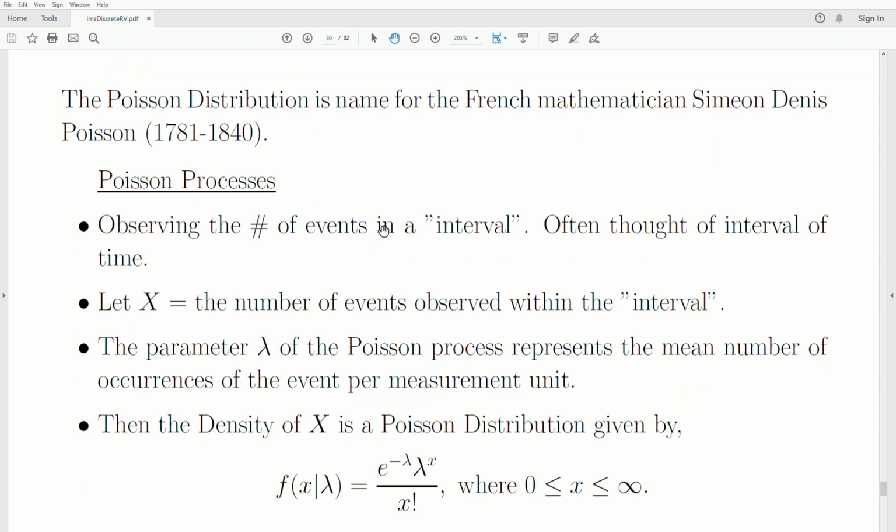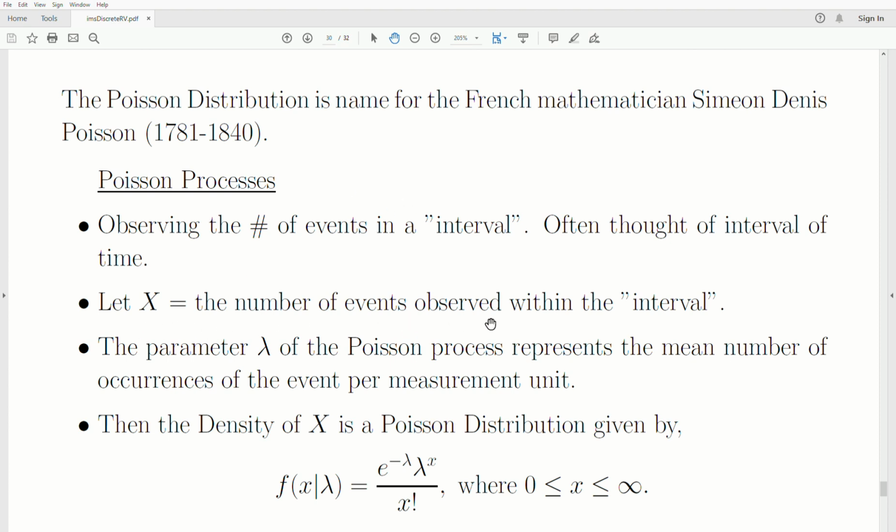Now, briefly, Poisson processes follow these criteria: observing the number of events in an interval. And I put interval in quotes. It's often thought of as an interval of time, but it doesn't have to be. It could be the number of calls in a 1 hour time period. Could be the number of bacteria on a drop of blood. So then the drop of blood becomes the interval, in quotes.